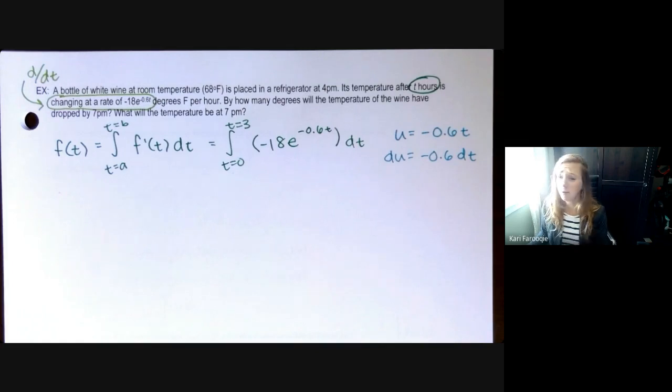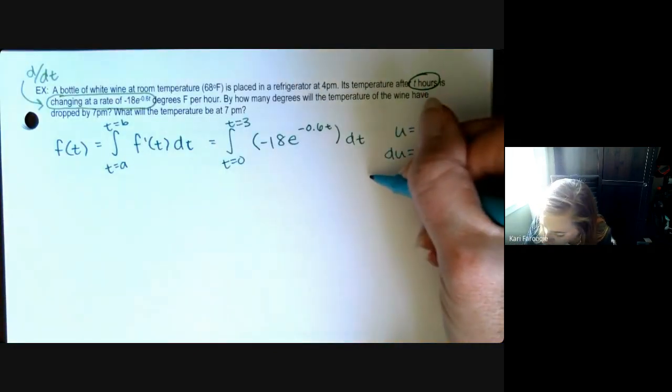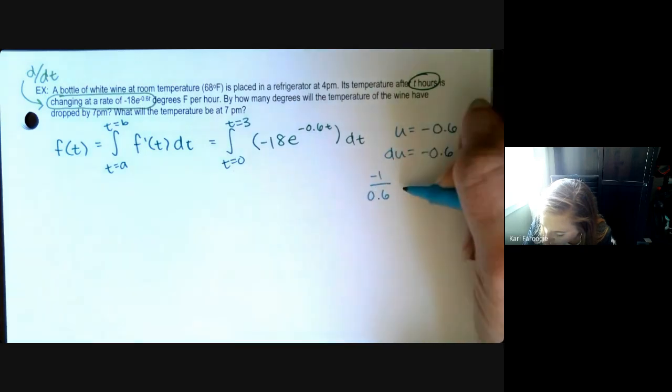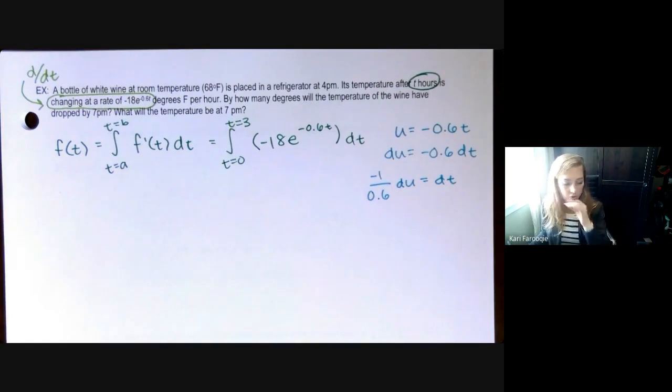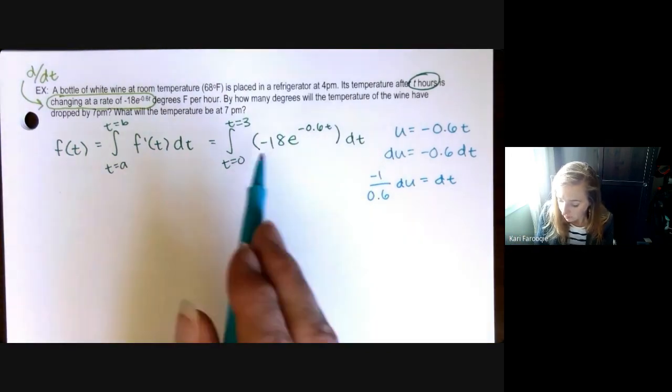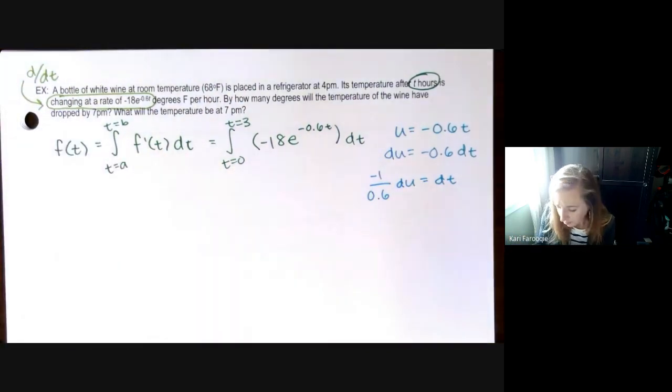Now, it is up to you if you want to try to create an 18. I probably would not. I would just divide both sides by 0.6. So that would look like negative 1 over 0.6 du equals dt. And then I'm just going to plug it into my integral directly. I think that'll be the most straightforward way of doing this. If you do not agree, go ahead and create yourself an 18. I'm not going to. I'm going to pull the 18 out first. Well, you can leave the 18 in, it does not matter.